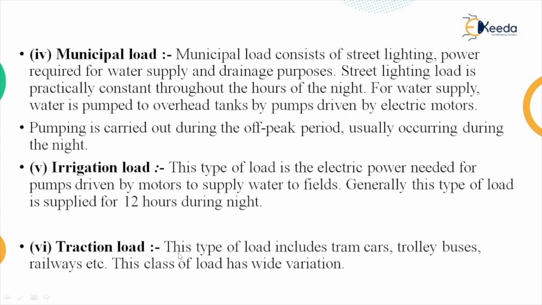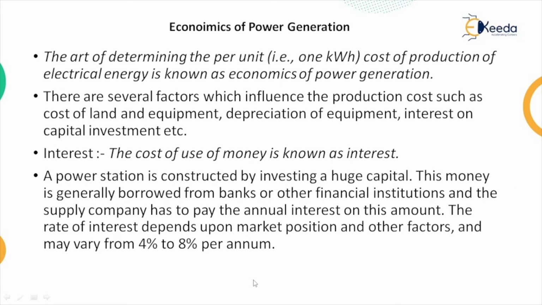Then traction load. This type of load includes tram cars, trolley buses, and railways. Traction, that is locomotives or cars, which depend on electricity, is called a traction load. This class of load has wide variation.